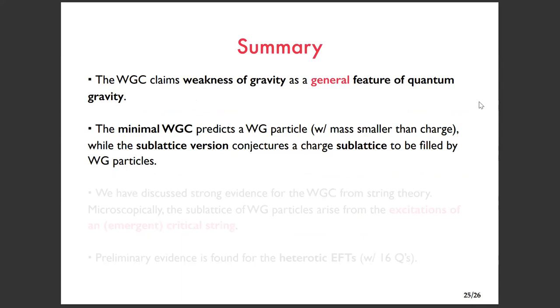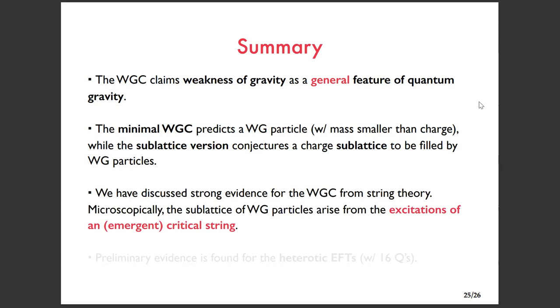The weak gravity conjecture claims weakness of gravity, not as a coincidence in our nature, but as a general feature of quantum gravity. More precisely, the minimal version predicts a weak gravity particle with mass less than charge in reference to the extremal black holes. And the sublattice version conjectures a charged sublattice to be filled by weak gravity particles.